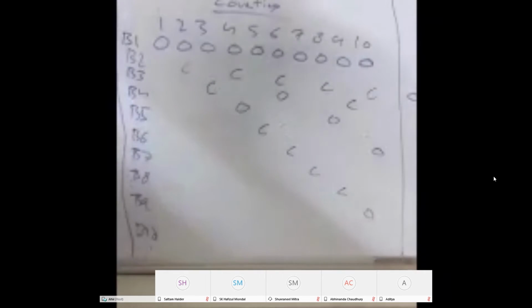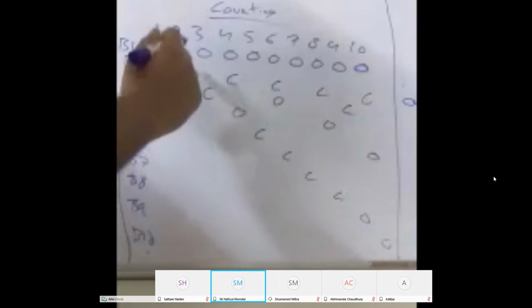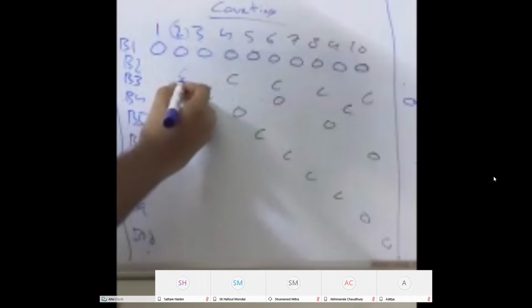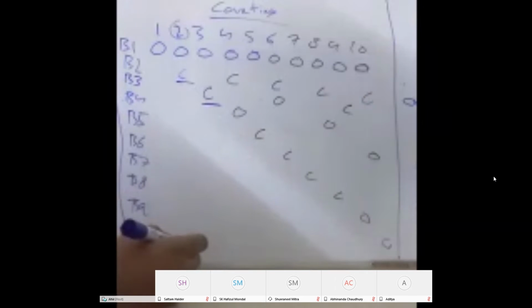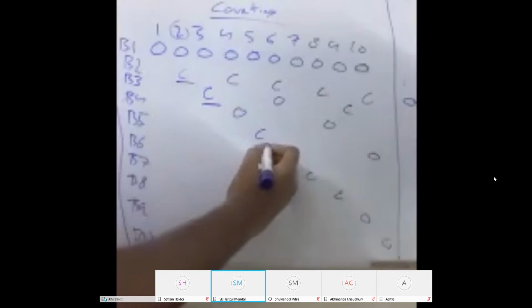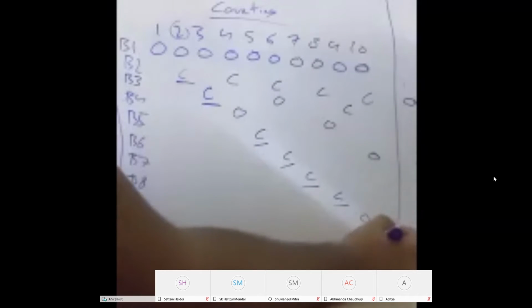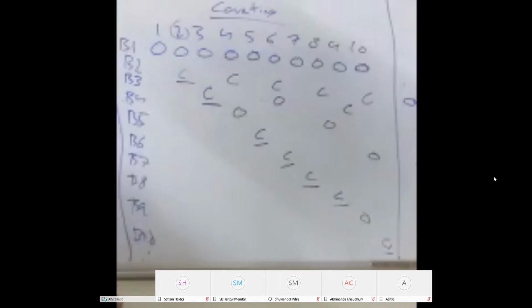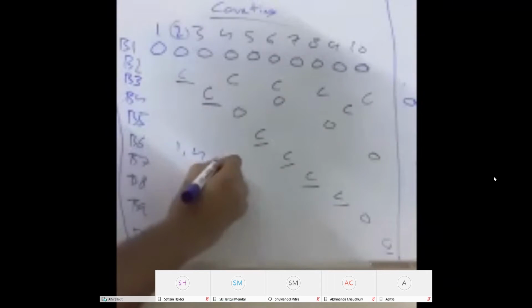Okay, so where were we at? We were at B10, right? So B10 closes this door. So now let's look at the doors which are closed. Door number 2 is closed. Door number 3 is closed. Door number 5 is closed. 6 is closed, 7 is closed, 8 is closed, and 10 is closed. So the doors which we have opened are 1, 4, and 9.